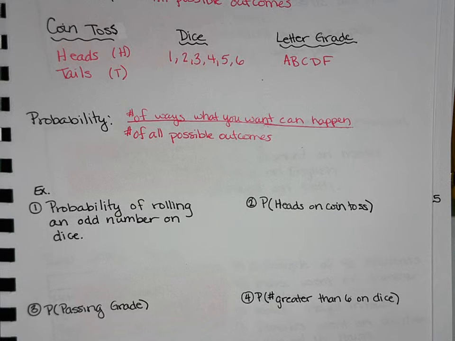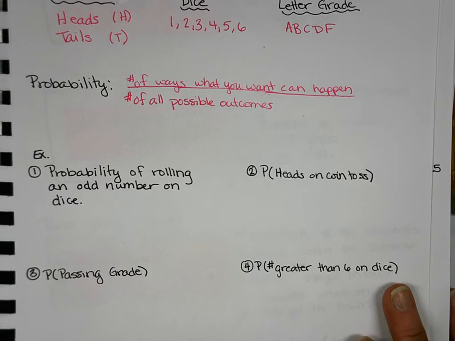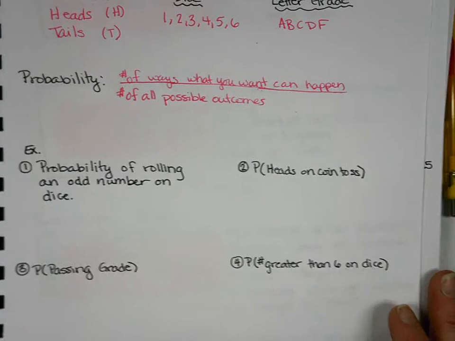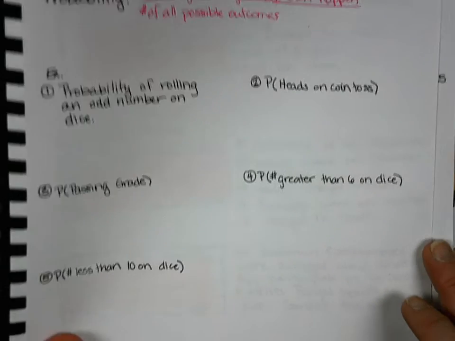But this is the basic idea. Now probability can get a little harder when the number of ways something can happen is not as simple as just 1 way or 2 ways. It's not as easy to count. Same thing with your number of all possible outcomes. It's sometimes not as easy to just figure out 6 or 2 or 5. But like I said, we're going to work our way up to that. Everything about probability comes back to this basic fraction. So we're going to just practice finding some probabilities today.